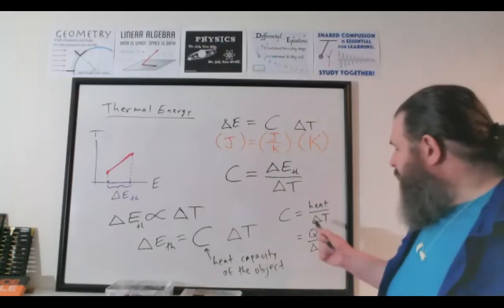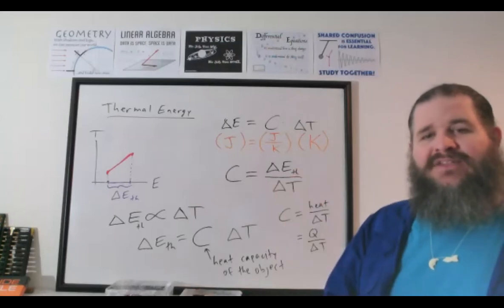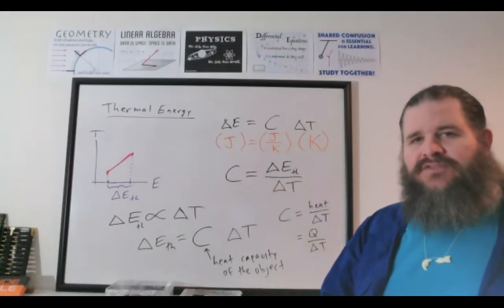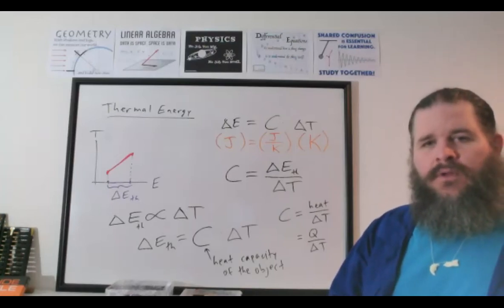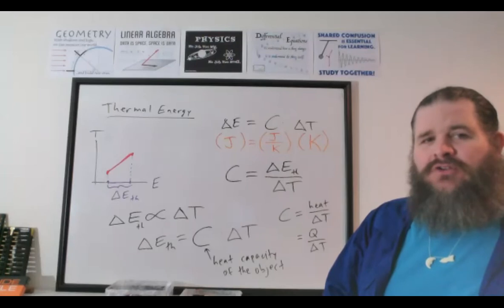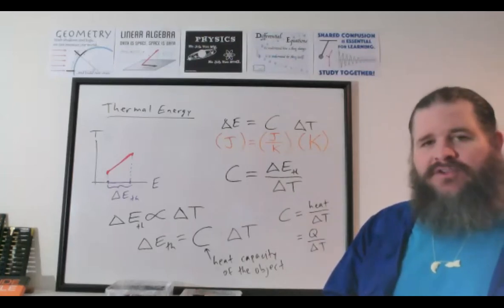Heat capacity is the amount of heat you have to add to make the temperature of the object go up by exactly 1 Kelvin. It's the energy cost per Kelvin of temperature increase. Or in the other direction, the amount of energy you'd have to remove to decrease the temperature by 1 Kelvin. It's symmetric, it works in both directions.